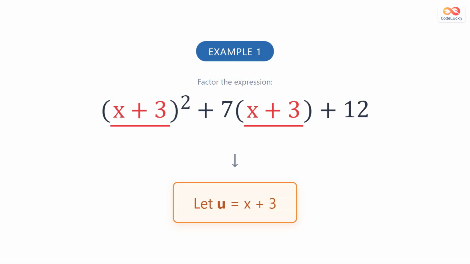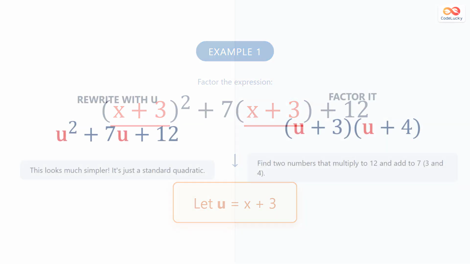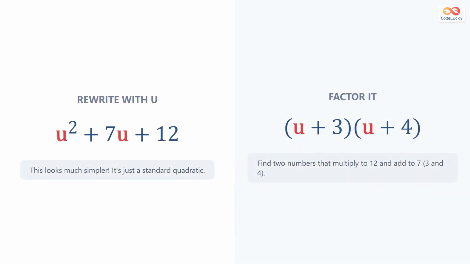Let's try an example. We need to factor the quantity x plus 3 squared plus 7 times the quantity x plus 3 plus 12. We can see that x plus 3 is repeated. So, our first step is to let U equal x plus 3. Now we rewrite the equation. Instead of the big groups, we just write U squared plus 7U plus 12. This is much easier to look at.